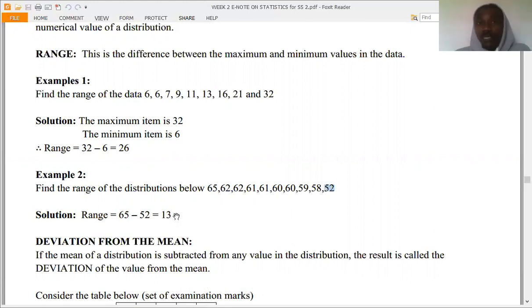Very simple, so you can see it's straightforward. All right, so it is very easy to calculate the range. So don't forget that range is an example of a measure of dispersion.